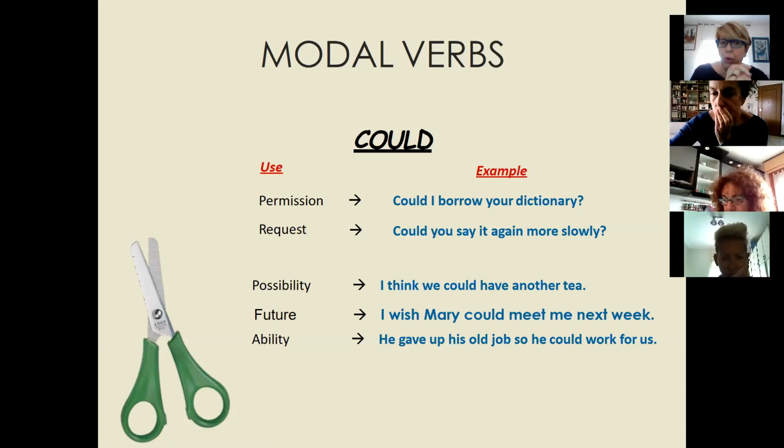How do we form it? Each example. Antonella, could you please use an example? Permission: could I borrow your dictionary? Request: could you say it again more slowly? Possibility: I think we could have another tea. Future: I wish Mary could meet me next week. Ability: he gave up his whole job so he could work for us. Yes, he gave up his job.